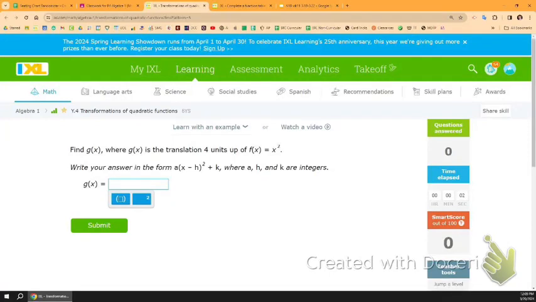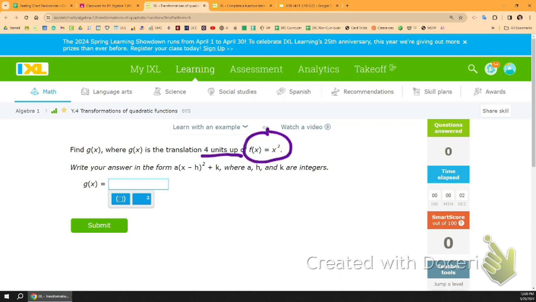So this one has to do with the translations, which is what you guys are just working on. Now, I had you guys make tables, which is the basic way to understand translations. They're trying to see if you can do the shortcuts. Now check this out. This one's talking about G. It says find G, where G is a translation of 4 units up. Okay, that's the movement, 4 units up.